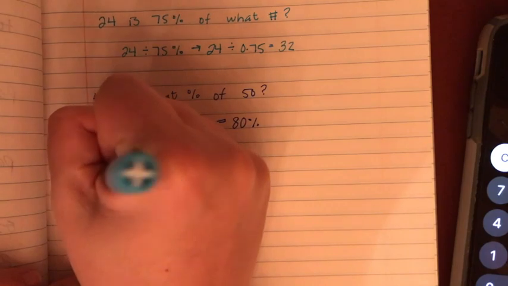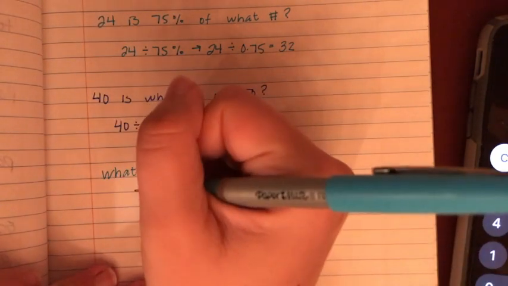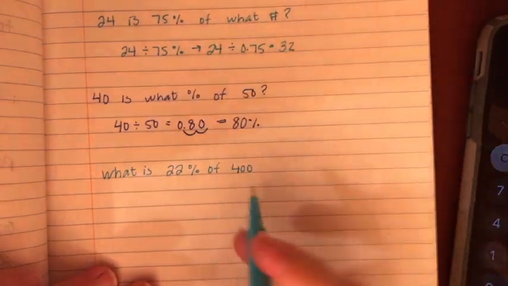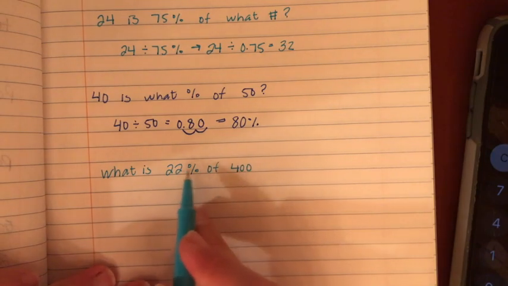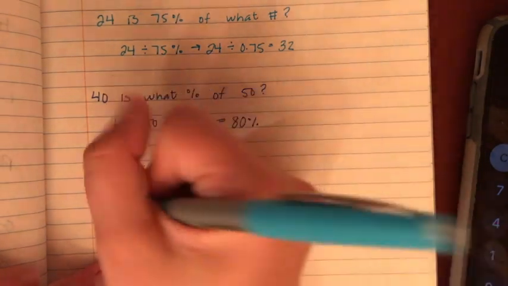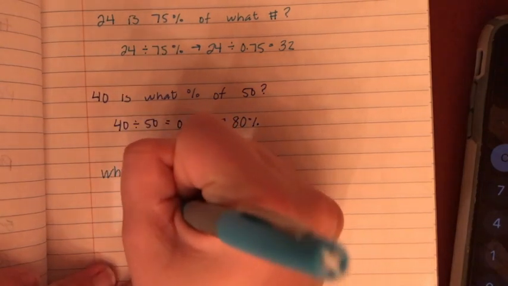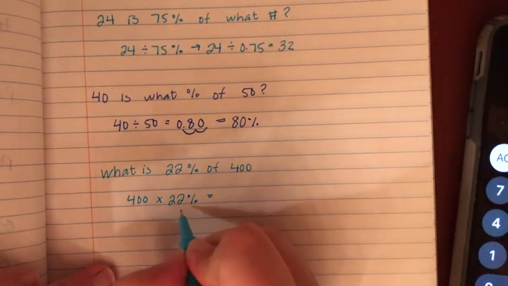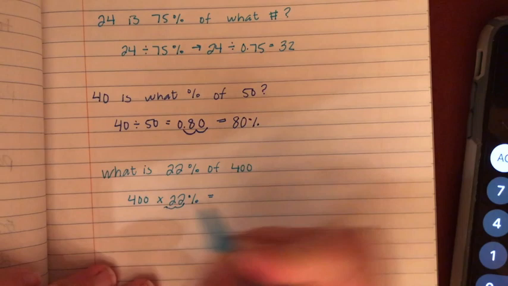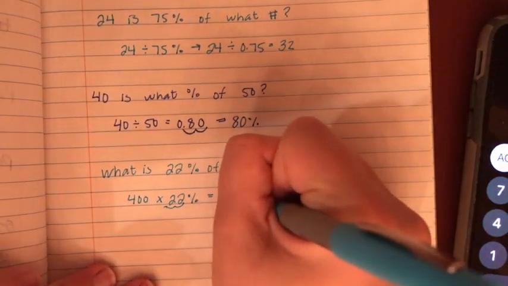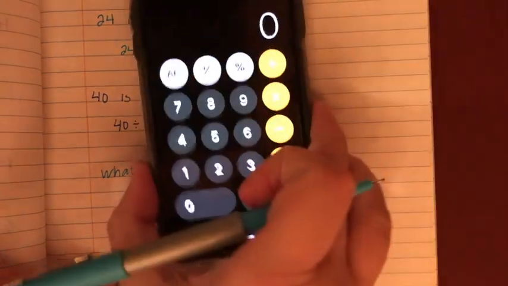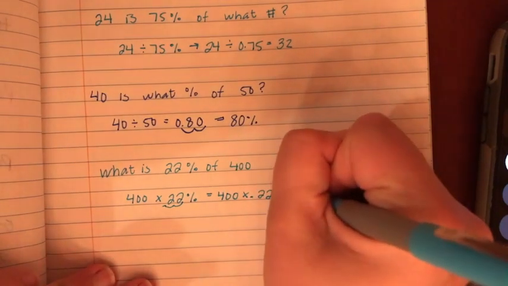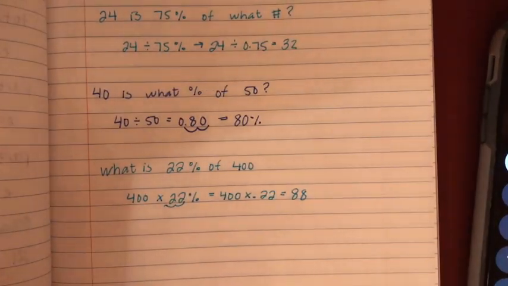What is 22% of 400? So here I have my total and I have my percent, and I'm trying to figure out what part 22% of 400 is. It's going to be 400 times 22%. I cannot multiply it by a percent, so I'm going to start here, move it in twice, and I get 400 times 0.22. And I get 88 as my final answer. And that is how you solve percent problems.